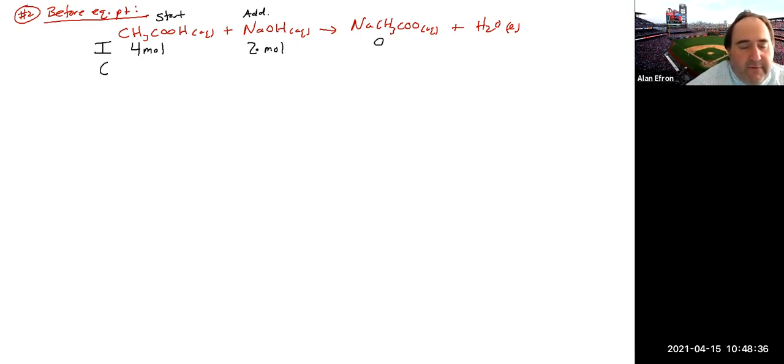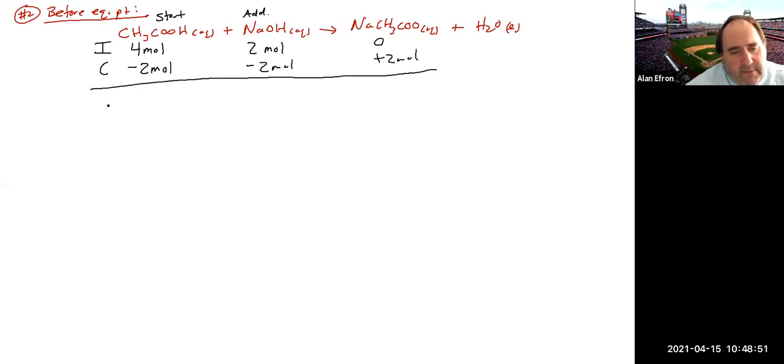Because we are before the equivalence point, our sodium hydroxide is really the limiting reagent here. It gets used up, and it will be the change that's occurring. That means when we reach equilibrium, 2 moles of acetic acid, 0, and 2 moles of our sodium acetate. Any questions on what that ice table looks like?